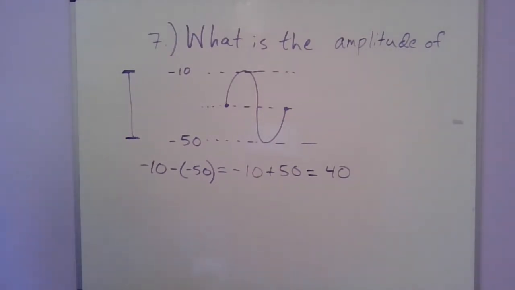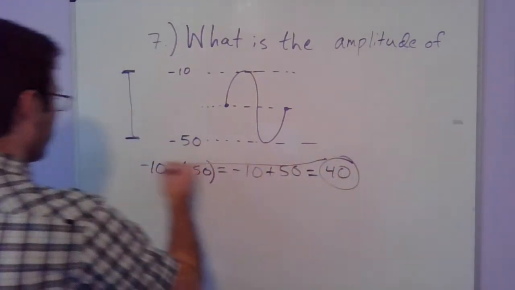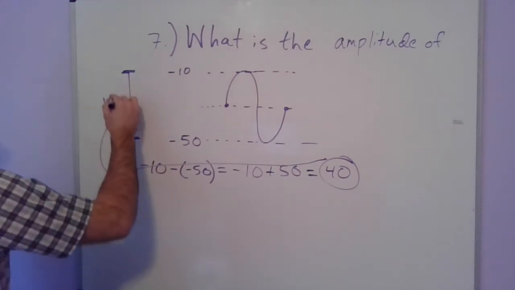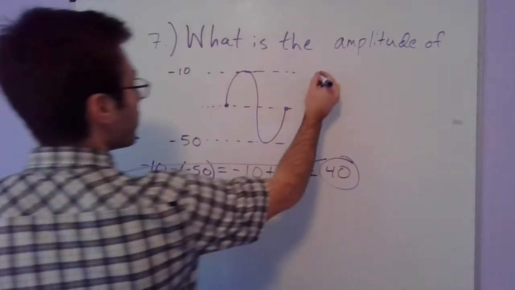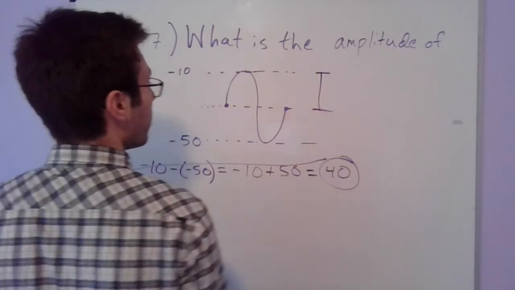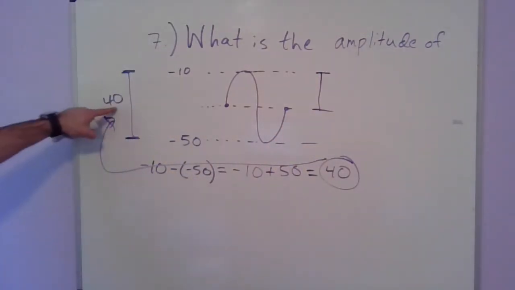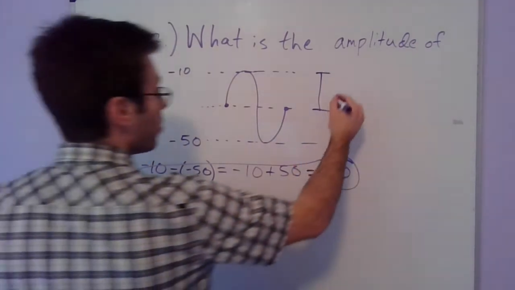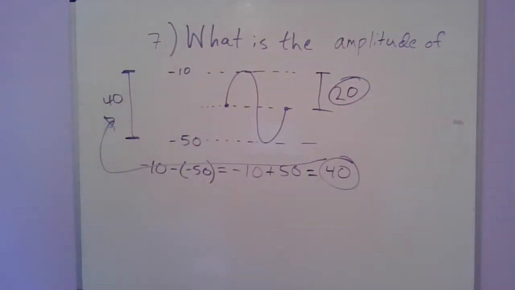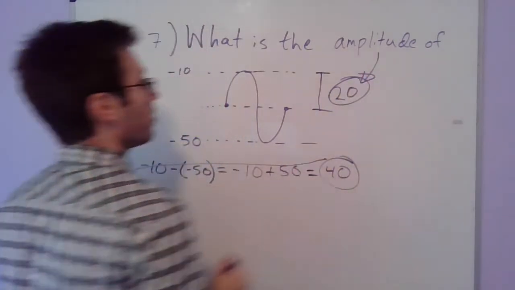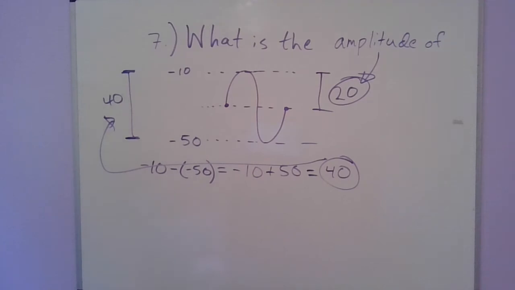Now, since this distance right here is really 40, the amplitude is half of it, because it's just half of that distance. So you're going to take 40 and you're going to divide it by 2. So that value is 20. The amplitude here, so that would be your amplitude. Kind of a fun one.